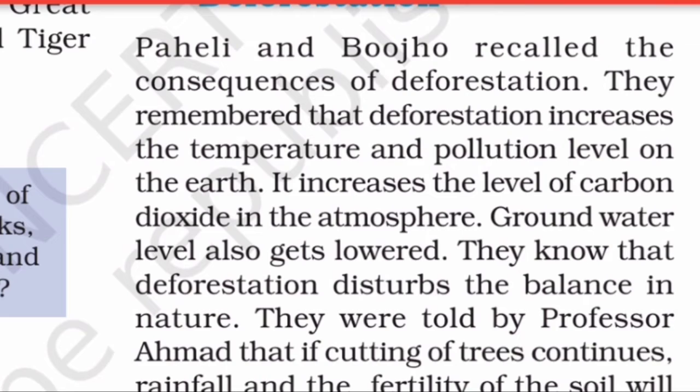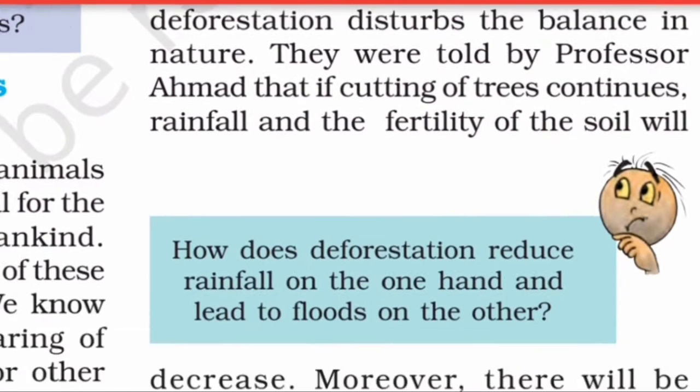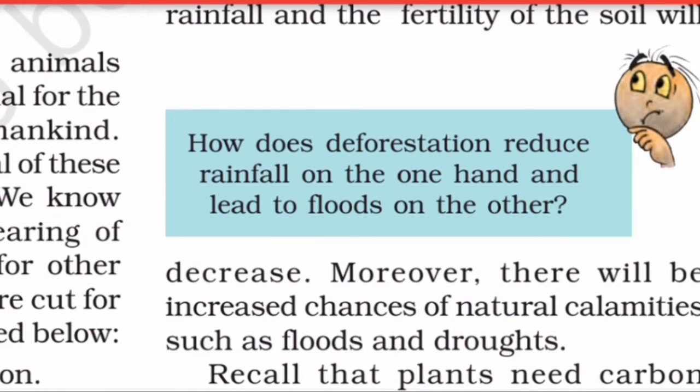Groundwater level also gets lowered. They know that deforestation disturbs the balance in nature. They were told by Professor Ahmed that if cutting of trees continues, rainfall and the fertility of the soil will decrease. So how does deforestation reduce rainfall on the one hand and lead to floods on the other?